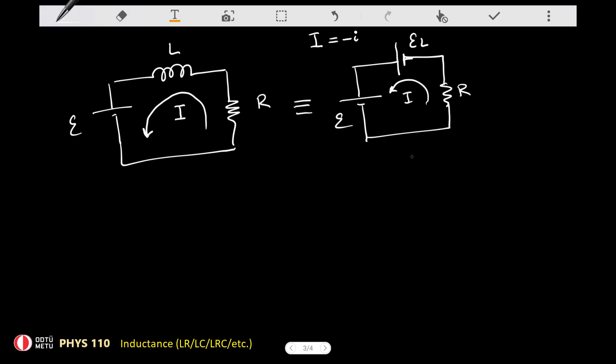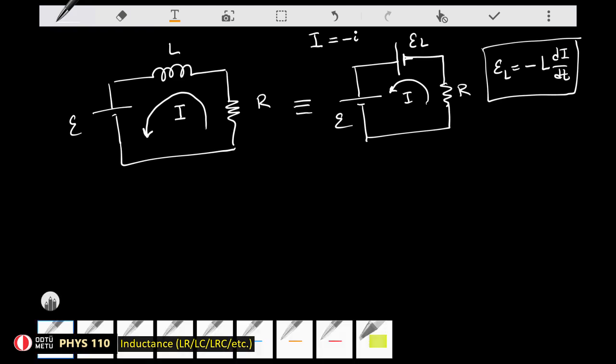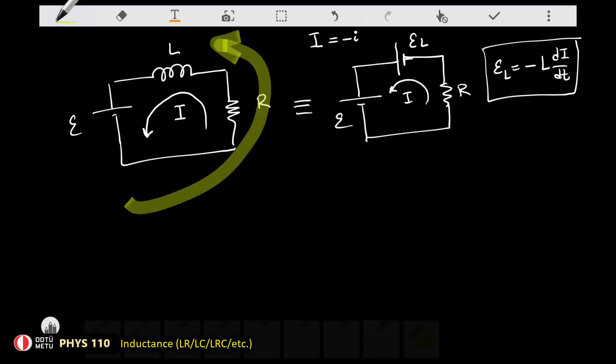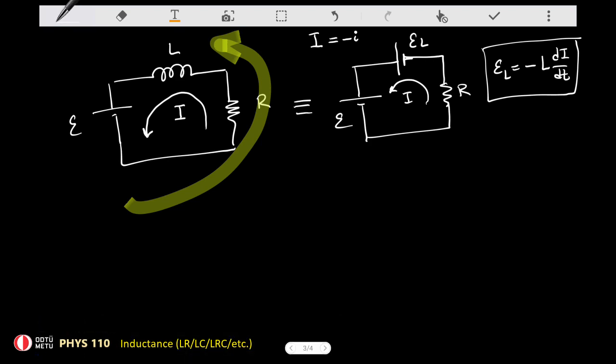So in terms of this, therefore, EL is equal to minus L times di over dt. This is Faraday's law. We have a minus sign in here. Let's just remember that. So how do I write down the loop rule? I can go like that. Doesn't matter. Let's just suppose that I'm going like this. So along that direction, the sum of the EMFs is equal to the sum of the potential drops.